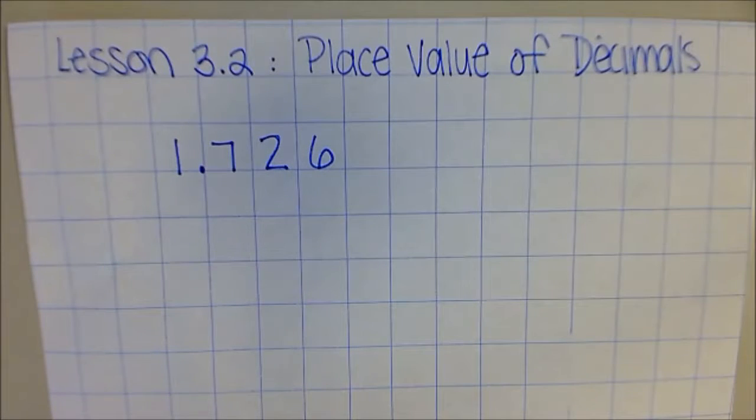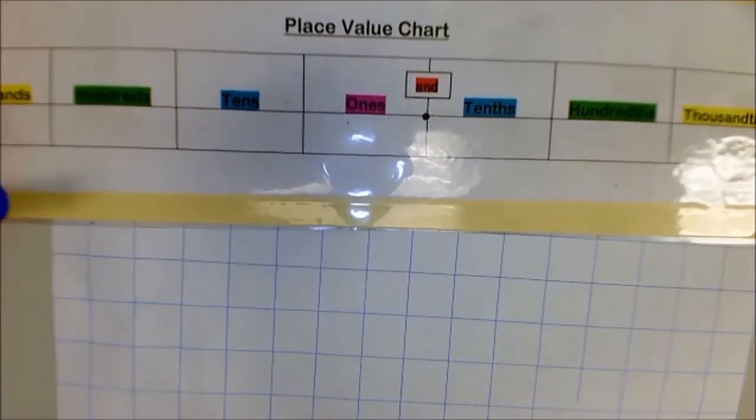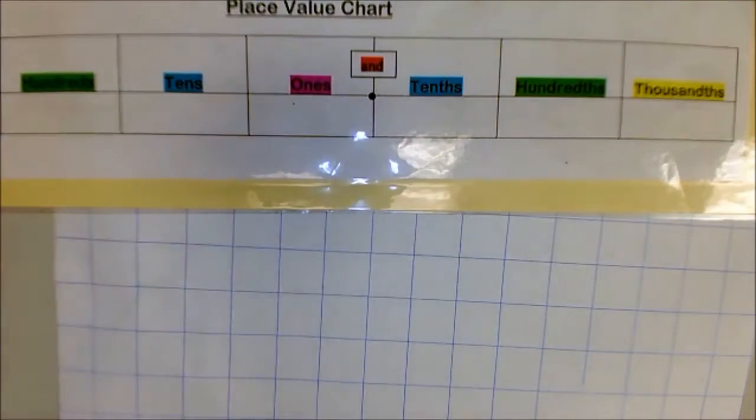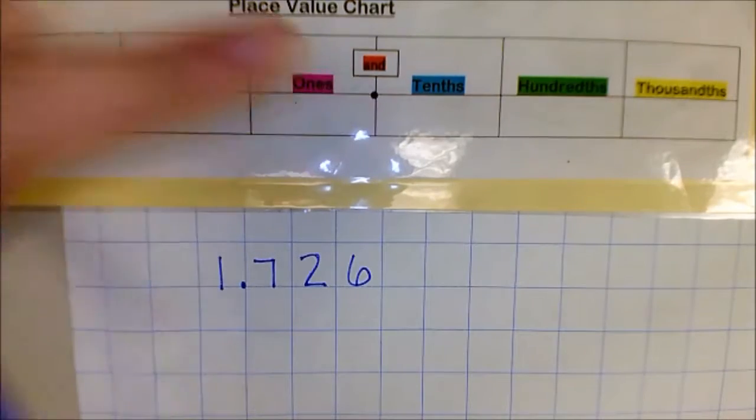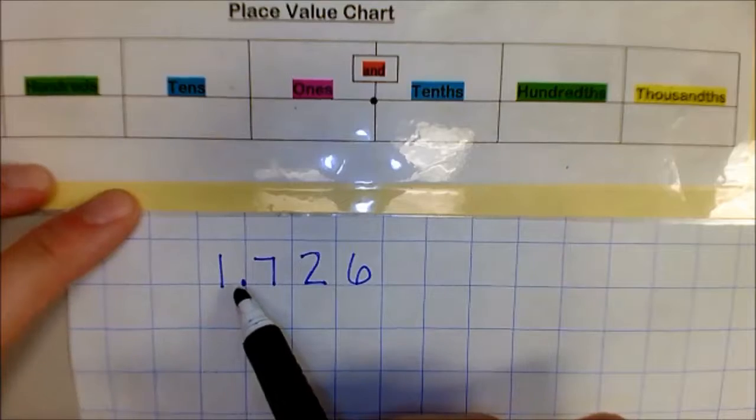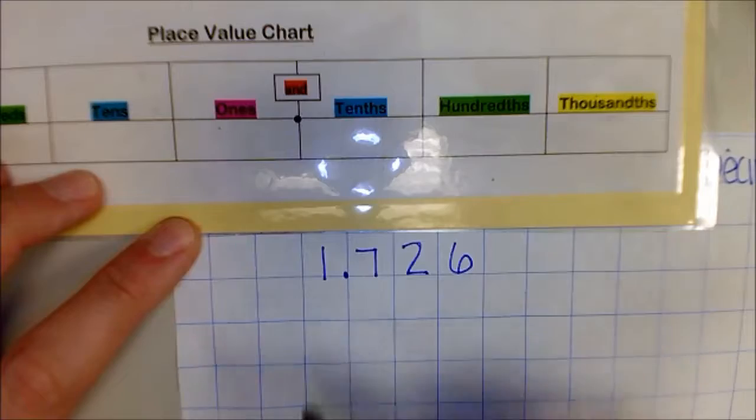So this lesson that I'm going to review is from Chapter 3, Lesson 2, and we talked about the place value of decimals. So I have this number here, 1.726. I want to assign every number a specific place value. So I might use one of these place value charts to help me figure out where to put this number. My decimal point is right here on my place value chart, so if I line this up, it's going to help me out.